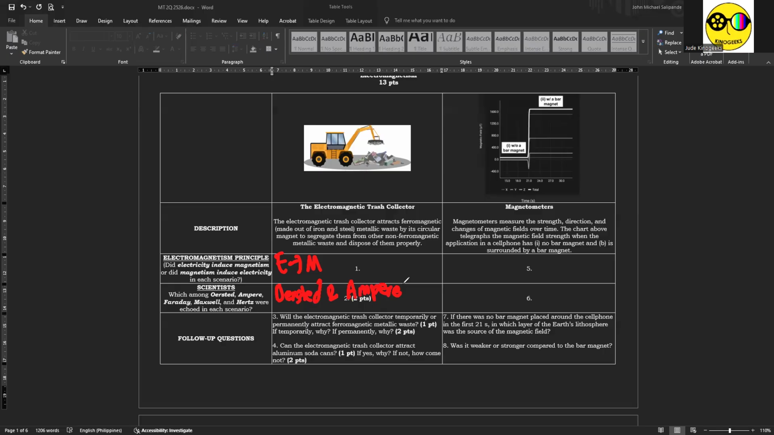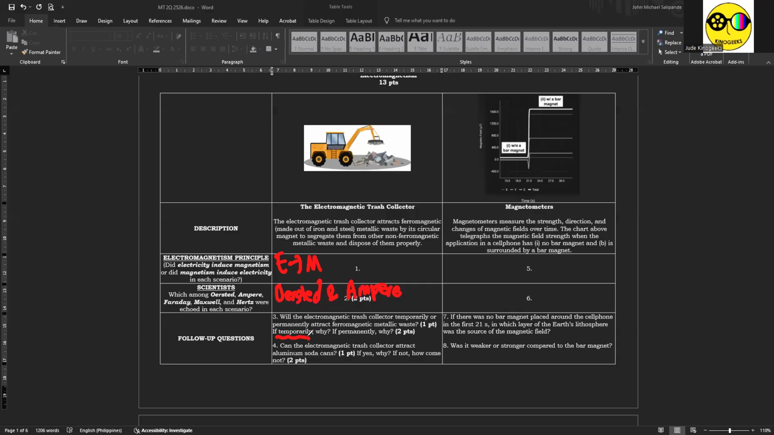So if temporarily, why? If permanently, why? So the correct answer here is temporarily, because once the engine is shut down, no, then therefore the electromagnetic trash collector will not collect or pick up or attract rather ferromagnetic metallic waste. And also imagine if the engine is shut down, and then you have the circular magnet permanently attracting metals, and therefore that would cause massive load to the circular magnet, and then probably the entire transportation or vehicle will be destroyed.